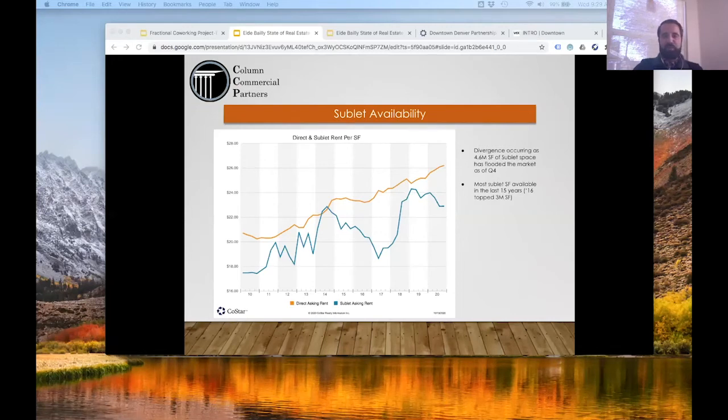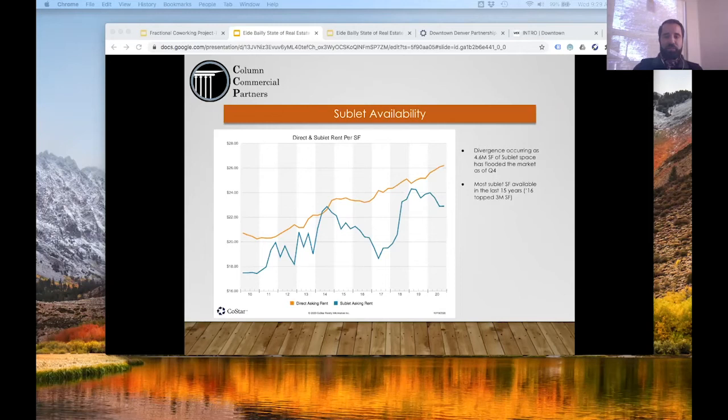It's significant to talk about how much has flooded the market, which is another piece of information that landlords have to consider when negotiating deals right now. Through the first 2 quarters of 2020, there was roughly 3.5 million square feet of sublet space. And as of the start of the fourth quarter, we're up to 4.6 million square feet of sublet space, which is up nearly 75% year over year.